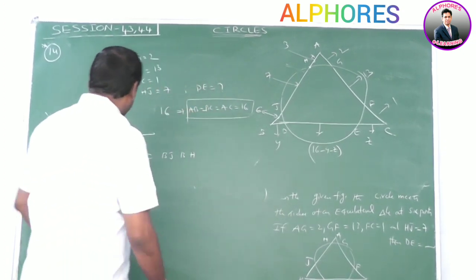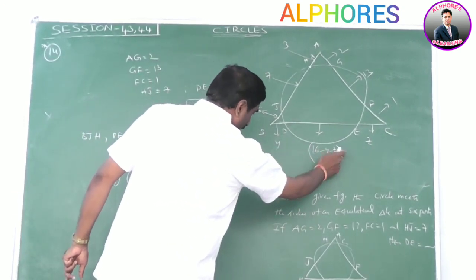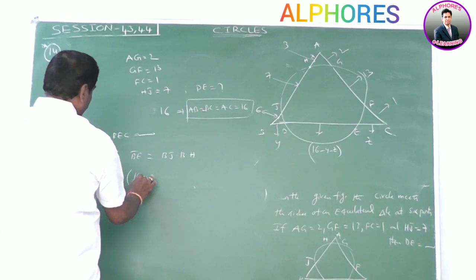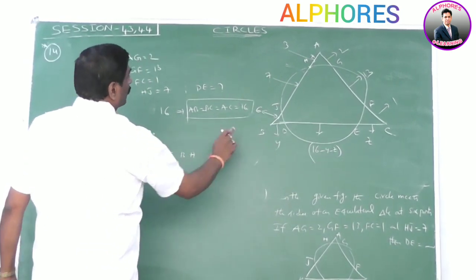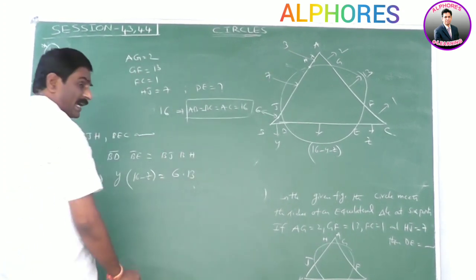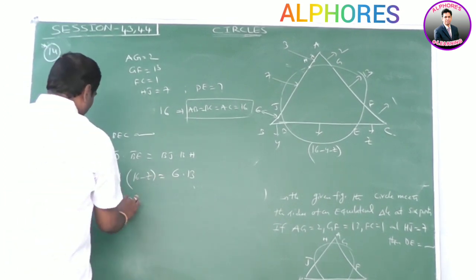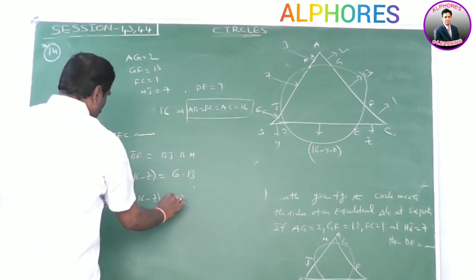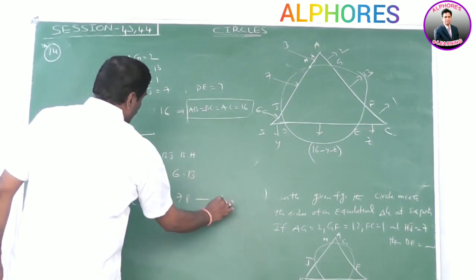Y into BE, which is y plus 16 minus y minus z, that means 16 minus z, is equal to BJ, which is 6, into BH, which is 6 plus 7, that means 13. So y into (16 minus z) is equal to 78. It is equation number 1.